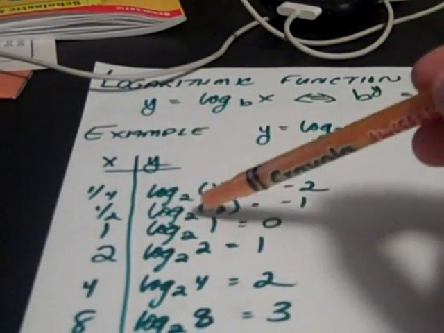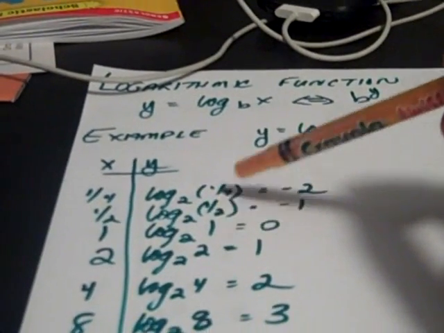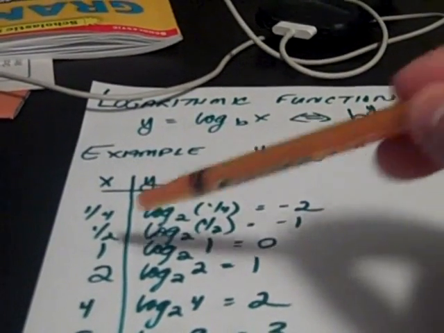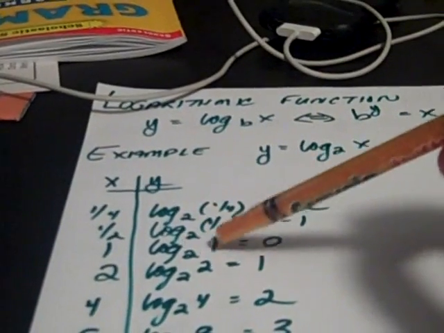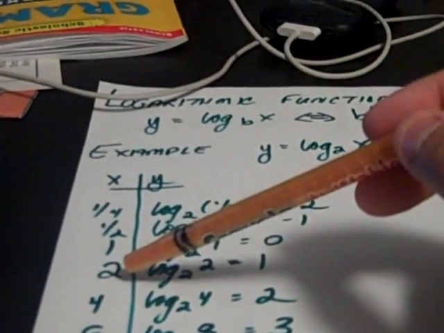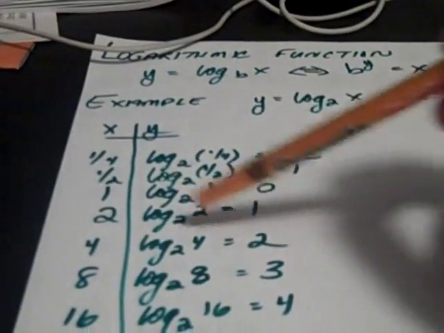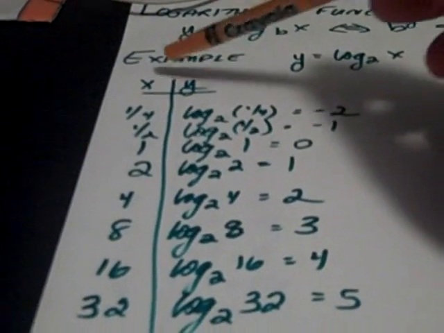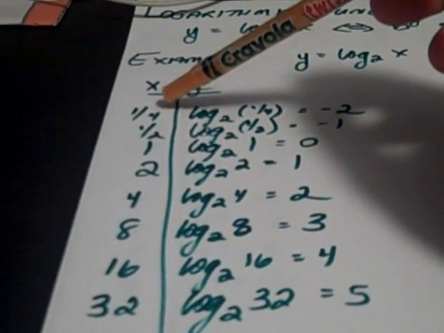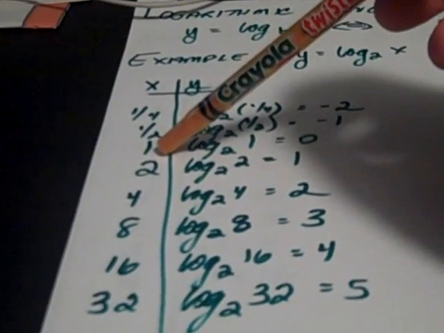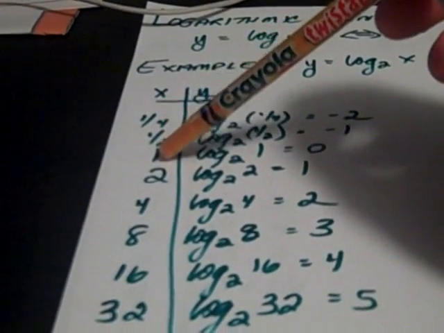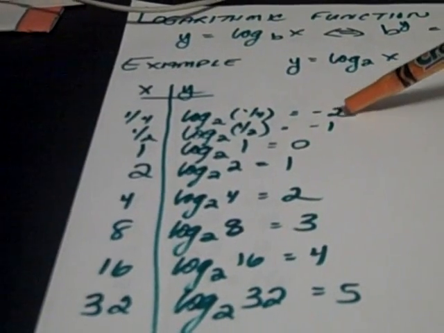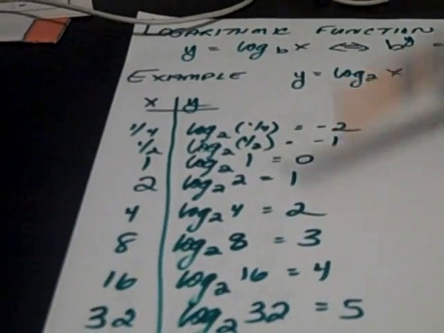Similarly, if we plug in 1/2, the log base 2 of 1/2, 2 raised to what power is 1/2? That's right, negative 1. If we let x equal 1, the log base 2 of 1 is 0. If x is equal to 2, the log base 2 of 2 is 1, and so on, and so on. If we take a look at the x values, they go from 1/4 to 1/2 to 1 to 2. We're doubling the x values every single time. The effect is that the y values increase by 1 every single time.